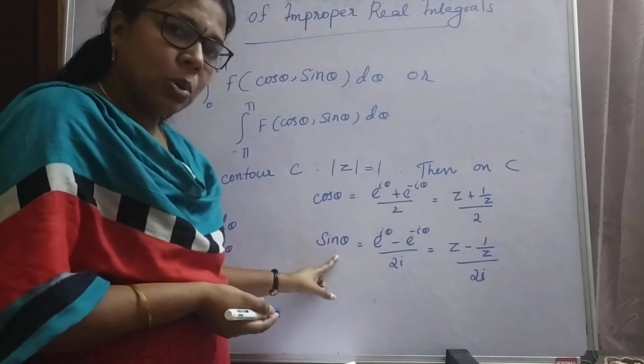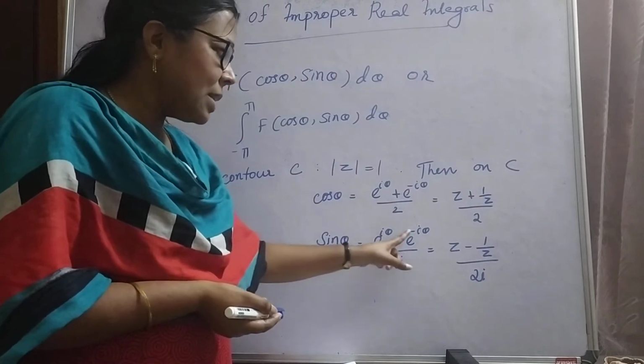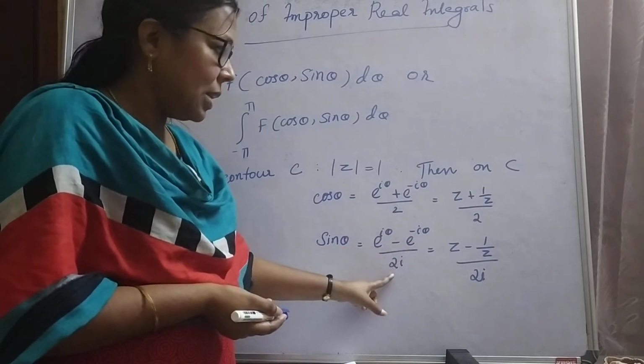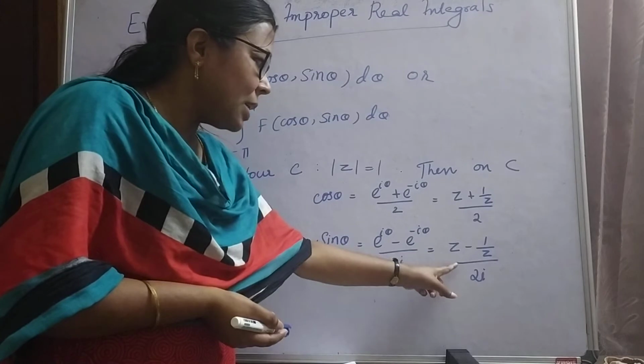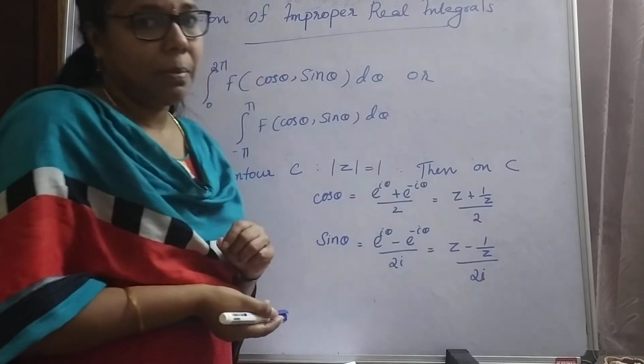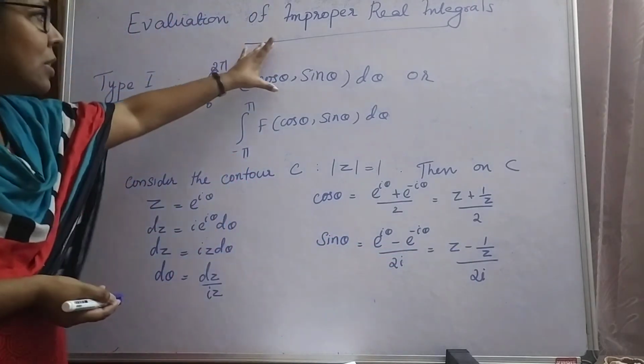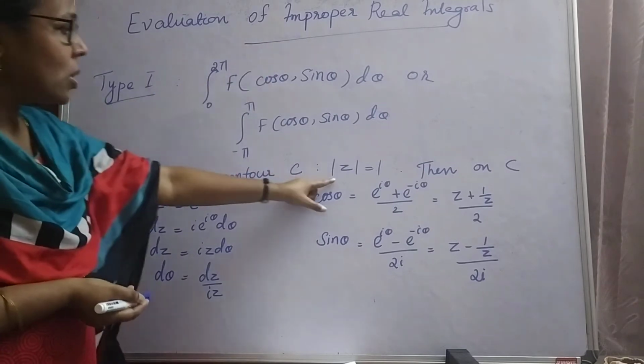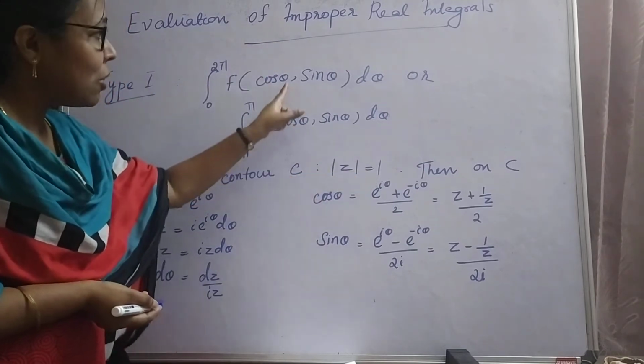Also, sin theta equal to e raised to i theta minus e raised to minus i theta by 2i, which is equal to z minus 1 by z by 2i. By converting this question into integral over mod z equal to 1, we get f of z dz.